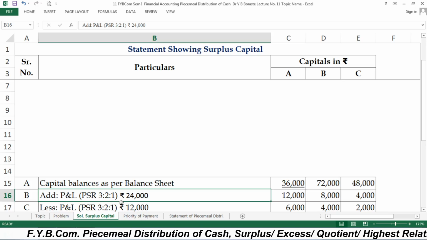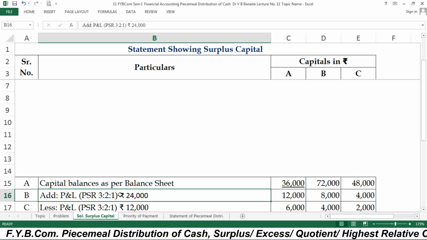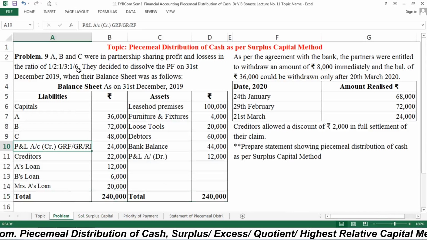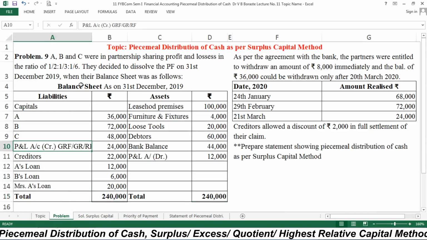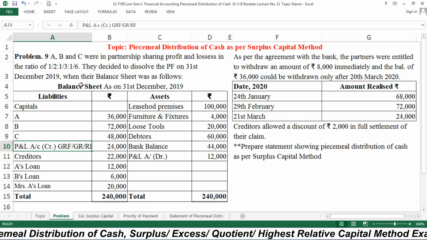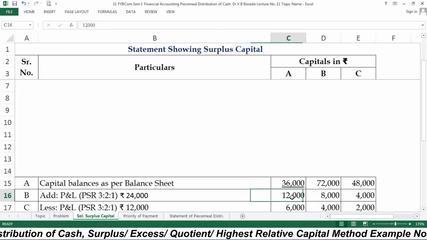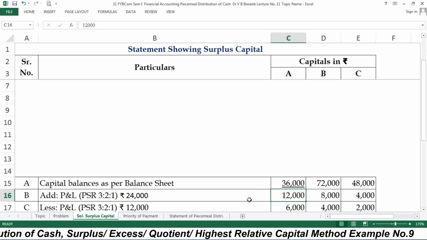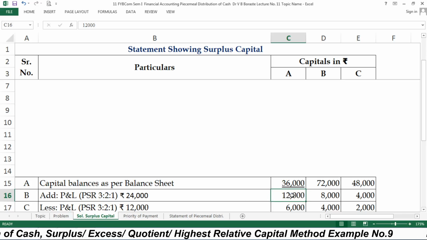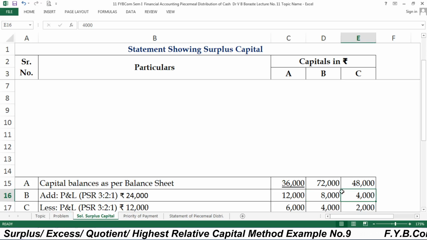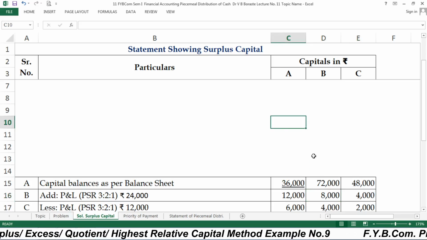As I earlier mentioned, the profit sharing ratio is 3 is to 2 is to 1, which is given as 1/2 is to 1/3 is to 1/6. It will be converted into the accurate ratio, that is 3 is to 2 is to 1. So here is the calculation. 12,000 will be shared by Mr. A, 8,000 will be issued to Mr. B and 4,000 to C. How it is calculated is very simple.